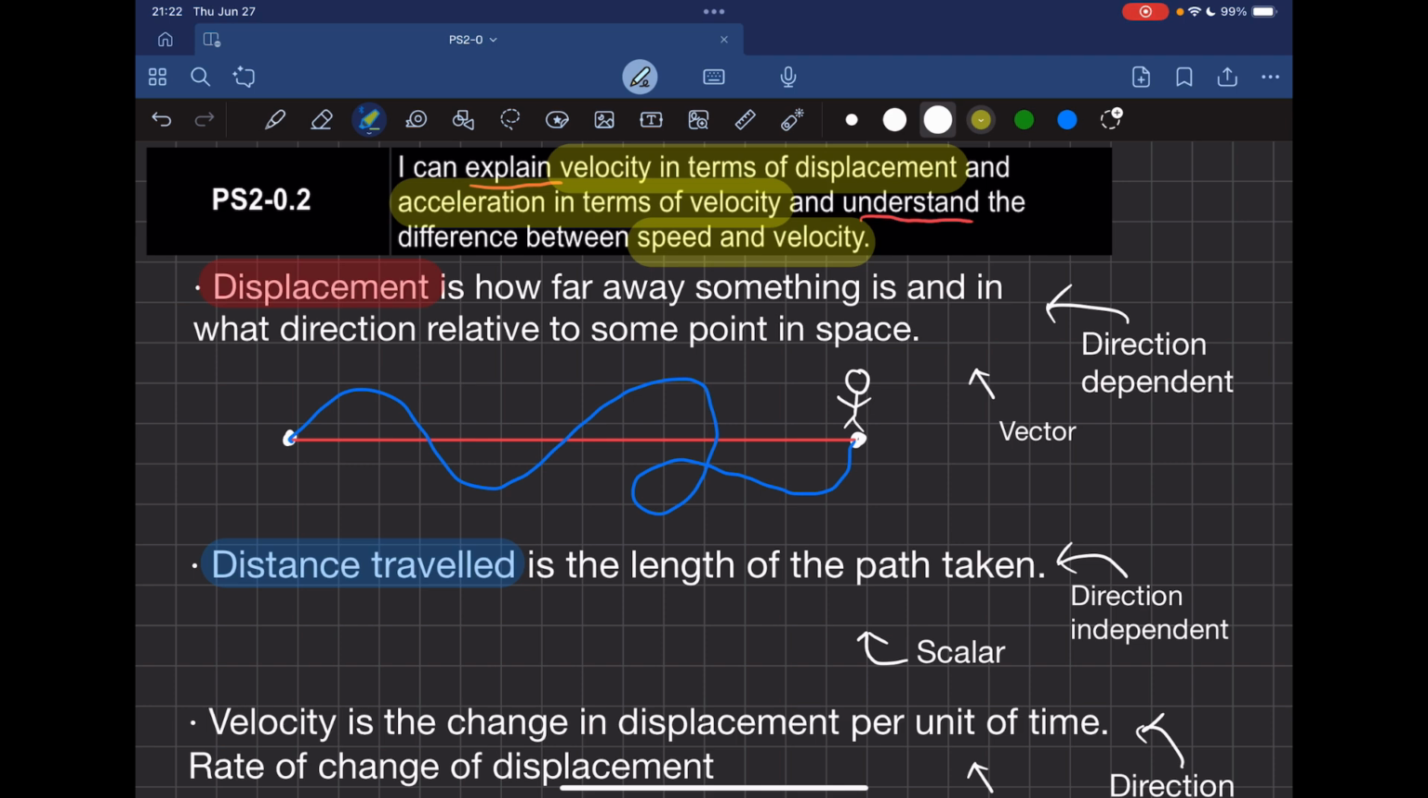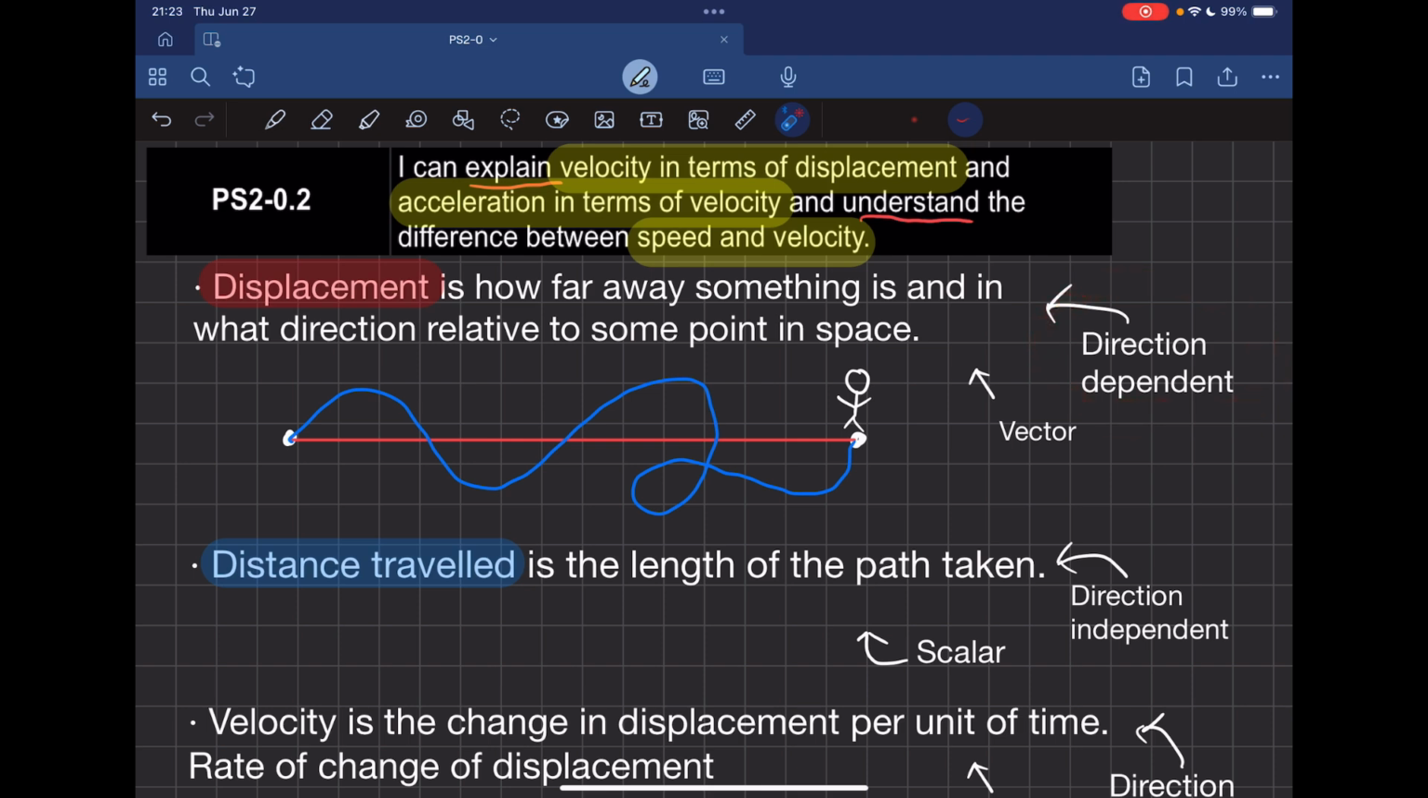If you watched the other video, PS2-0.1, where we were talking about calculating these, you've probably seen these definitions already. Well, let's go over them again. Displacement is how far away you, or an object, are from some other point in space. And it's not just how far away it is, it's also in what direction, because this is direction dependent. Displacement depends on what direction you're going.